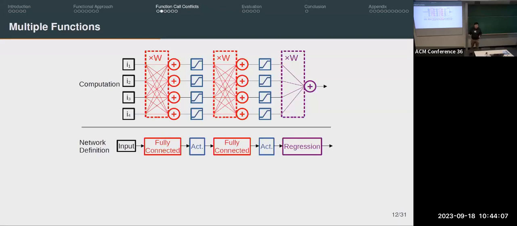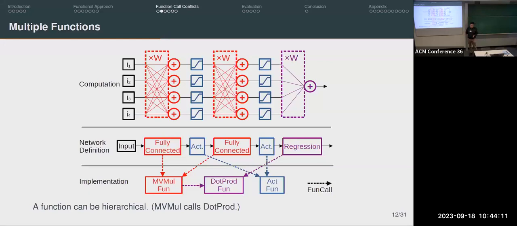So we can define functions in three different ways. Here is an example. First we define the dot product function, and it's called by the regression layer. We also have another function called MV mul, for matrix vector multiplication, and it is also calling dot product. And the two fully connected layers are also calling this MV mul. So you can see the structure can be hierarchical.